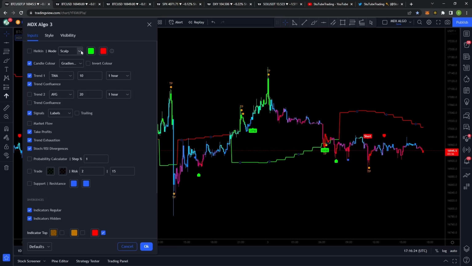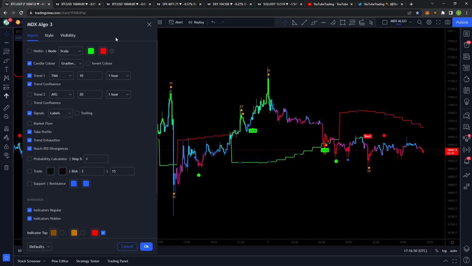Next, we have scalp and swing options. So that will just kind of change the signals a little bit. If you go to swing, you're not going to get as many of these long and short calls. It's going to be a little more picky on that end. Candle color, again, I really like the look of this, but you can change to a whole bunch of different colors here. Well, not a whole bunch, but a few different colors, just personal preference there.